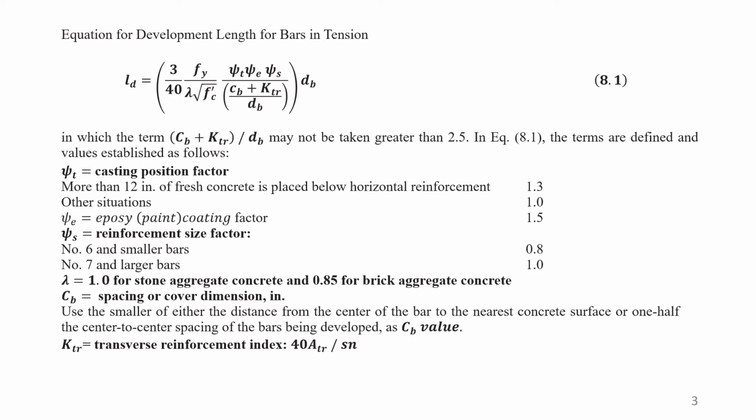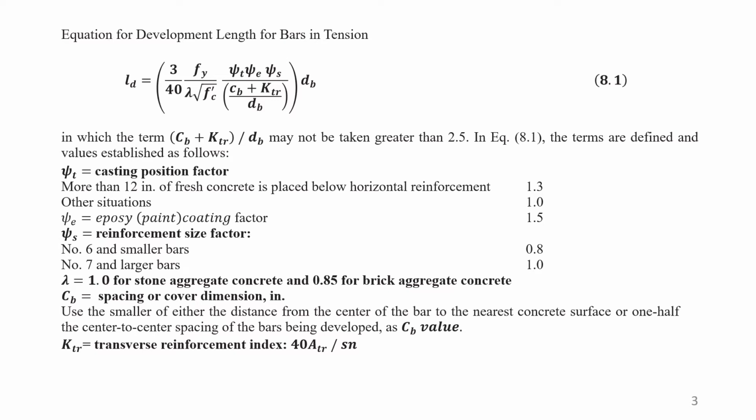In our country there are mainly two types of aggregates available. One is the stone aggregate, another is the brick aggregate. That's why, depending on the aggregate type, this lambda factor will come. The value of this lambda factor is given below. For stone aggregate concrete, the lambda factor is 1, and for brick aggregate concrete, the lambda factor is 0.85. This lambda factor of 0.85 you have to remember, because this lambda factor will be required, as you have seen, in shear design also.